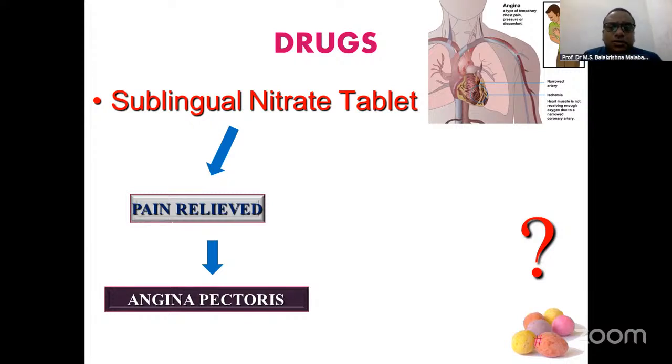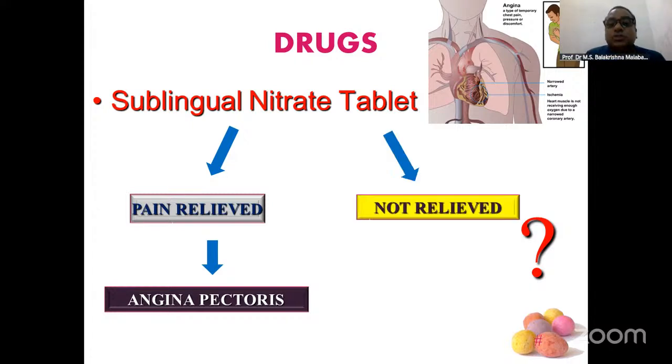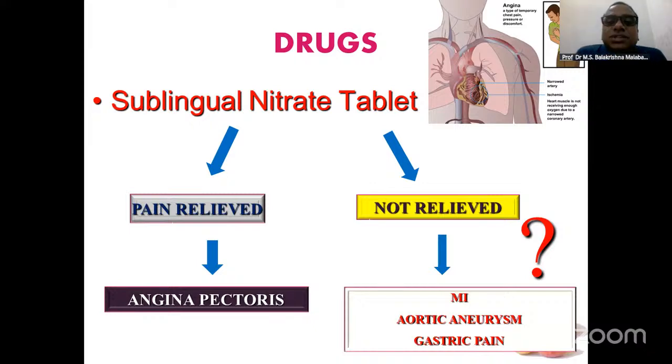Suppose the patient was developing angina pectoris, you gave a sublingual nitrate tablet, you tried 3 times over a period of 5 to 10 minutes, and still the patient is complaining of chest pain. So the pain is not relieved by the sublingual nitrate tablet. Then what to do? Then it may not be angina pectoris. It could be any of these 3 conditions. This is like a differential diagnosis, how you study in oral medicine. It could be myocardial infarction, it could be aortic aneurysm, or it could be gastric pain, just a gas problem, gastritis. Because of the gas problem, he is developing chest pain.